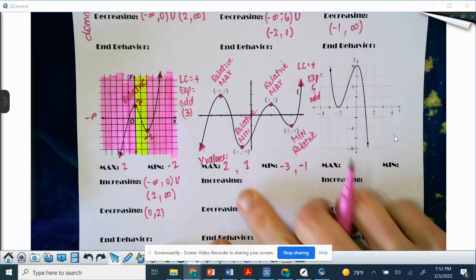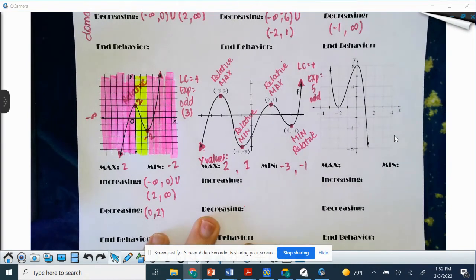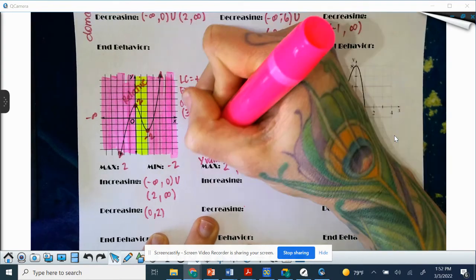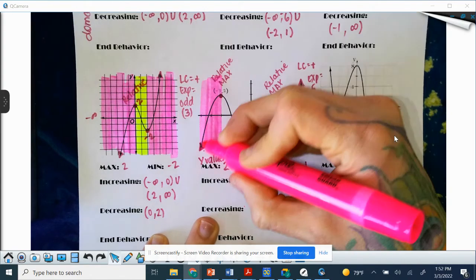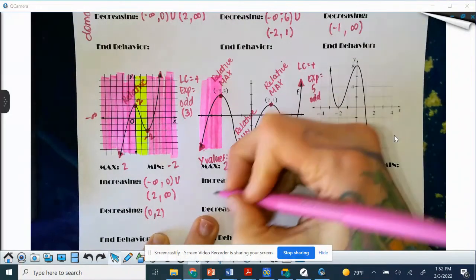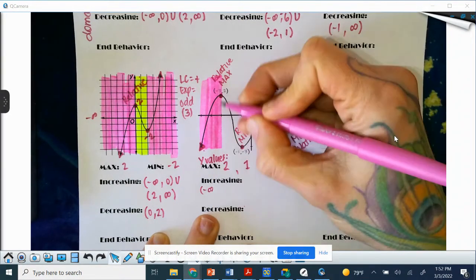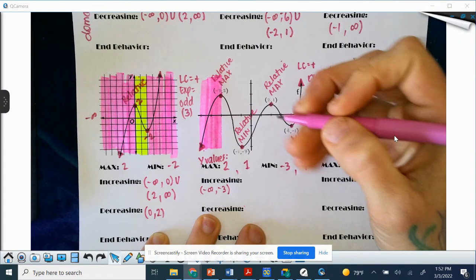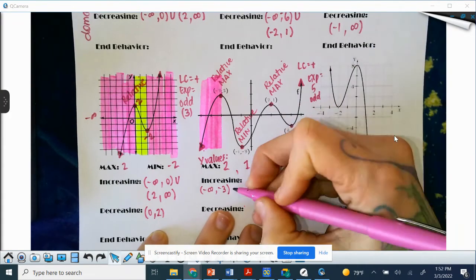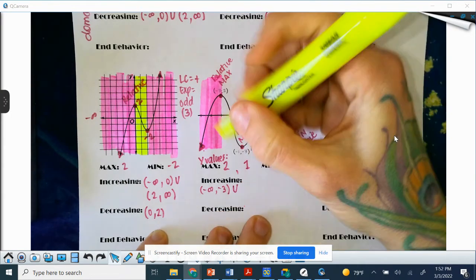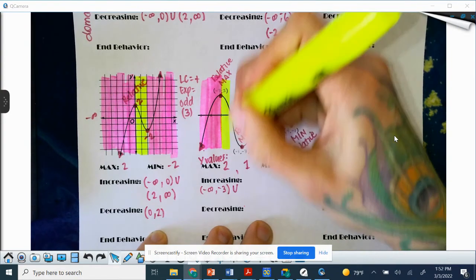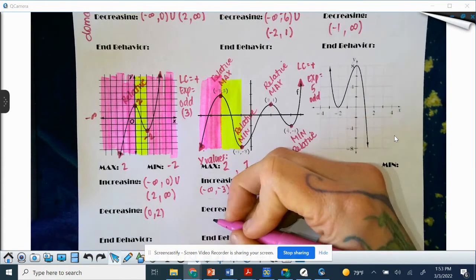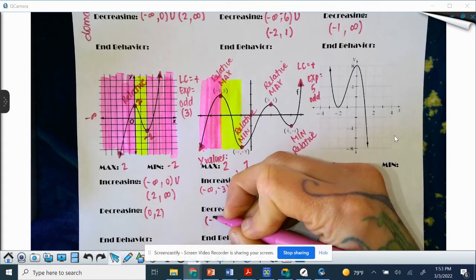Okay, so we're going to find where it's increasing or decreasing. If I start over here, and like I said, I like working from left to right, this line going from left to right is going up. So that's an increase from negative infinity to negative 3, because again, you are using your x values only. Then it's going to go down until our next turning point, which is at -1. So it's going to decrease from -3 to -1.